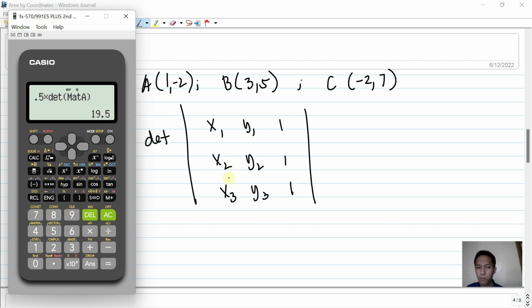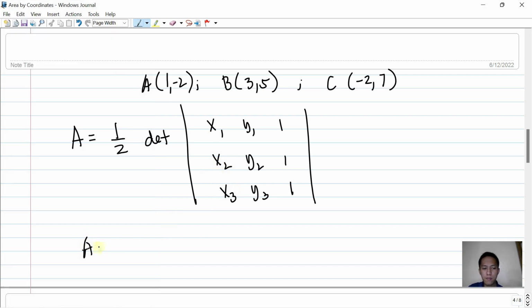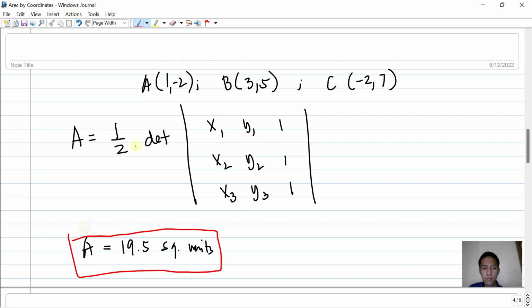Automatic 19.5. Diba? So ganun lang kabilis. So we have here area as 19.5 square units. So that is the final answer. So in a matter of seconds guys, pwede mong masolve yung ating problem if you're using this calculator technique. Again, ang ilalagay lang natin dito yung mga coordinates.